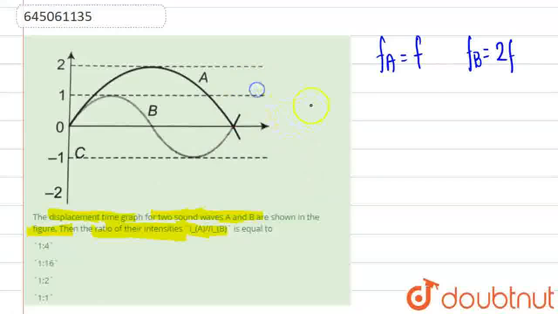Now we will also write the amplitudes. The amplitude of A is basically 2, you can see over here. And the amplitude of B is basically 1.